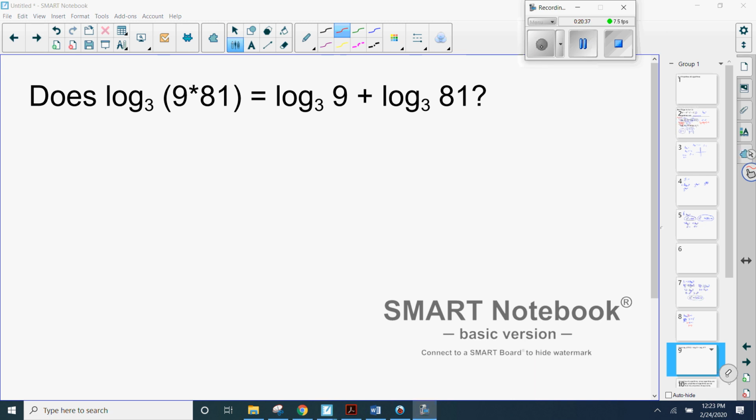Equal log base 3 of 9 plus log base 3 of 81. I want to know, do those two equal each other? No. Yeah. I get my calculator. Well, that's what I see some of you doing. You're going to your calculator. So go to your calculator, see if it's true, and then I'm going to show you why it is or is not true. But this leads us to a property of logs, probably one you will definitely see on your ACT.